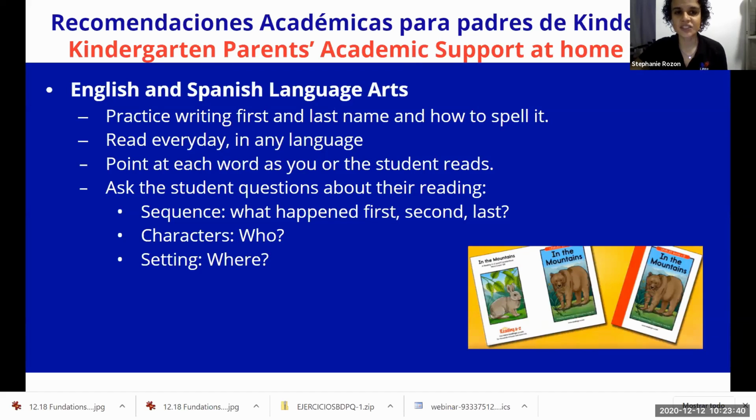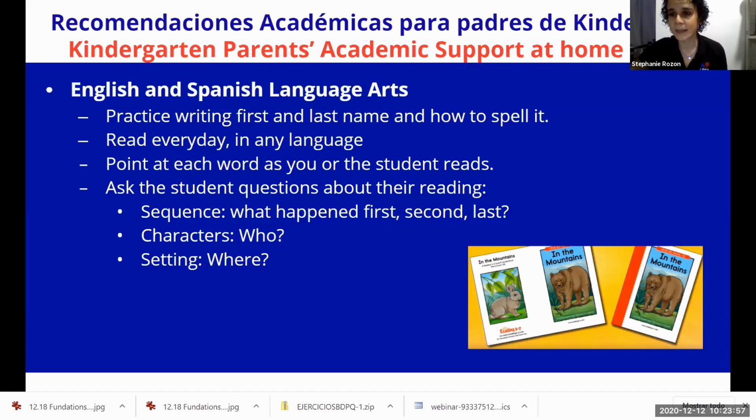Another suggestion that we have is writing the first and last name of the student. Writing their first and last name. And if they have more than one last name, practicing all of their names.